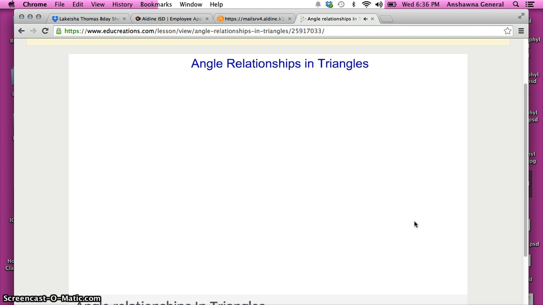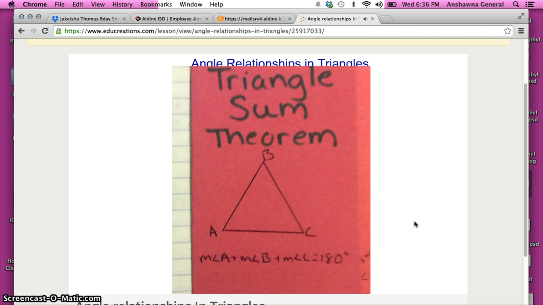Alright, so the first one is triangle sum theorem, and we're going to have a picture. The first flap is going to say triangle sum theorem. Notice that we have a picture of triangle ABC, and then I said that the measure of angle A plus the measure of angle B plus the measure of angle C equals 180. So no matter what type of triangle it is, the three angles in the triangle add up to equal 180.